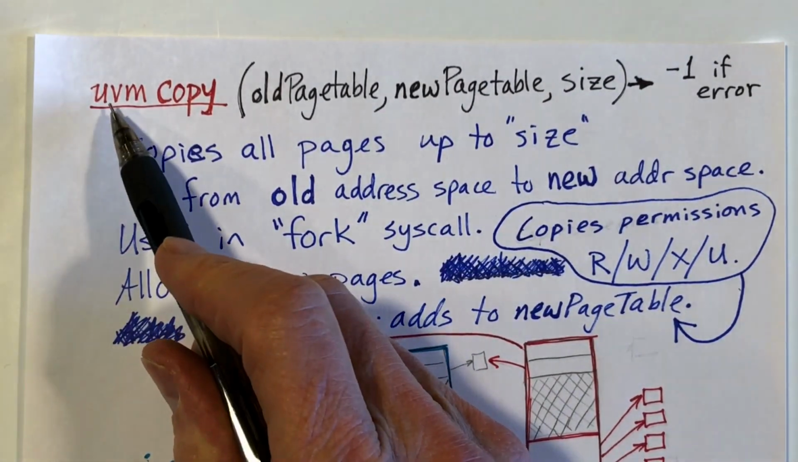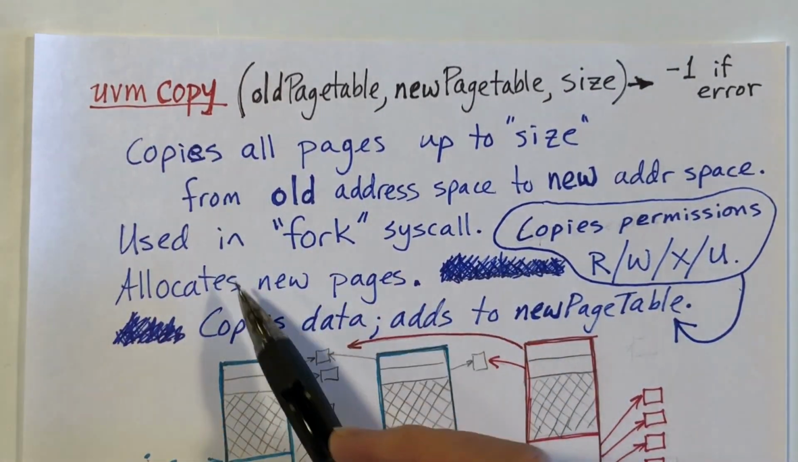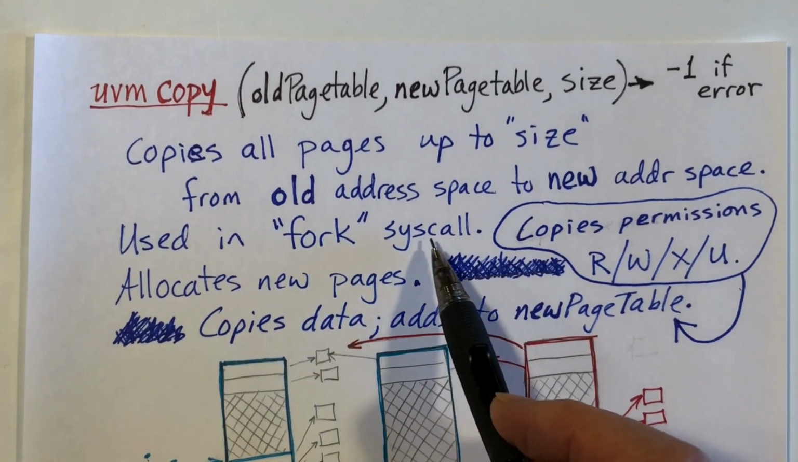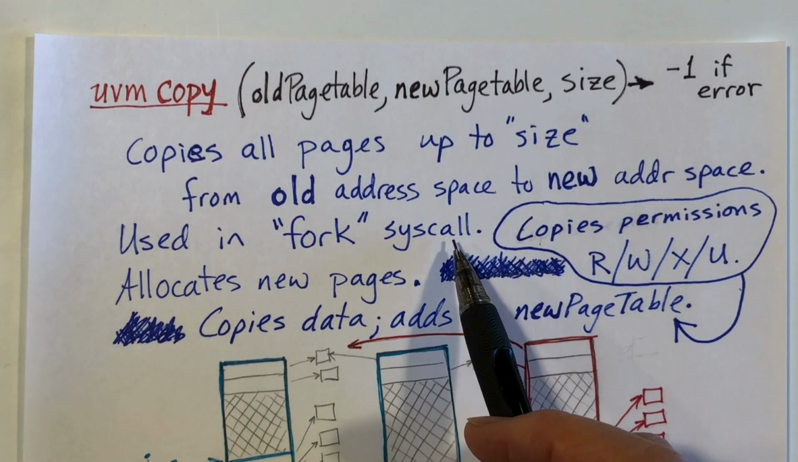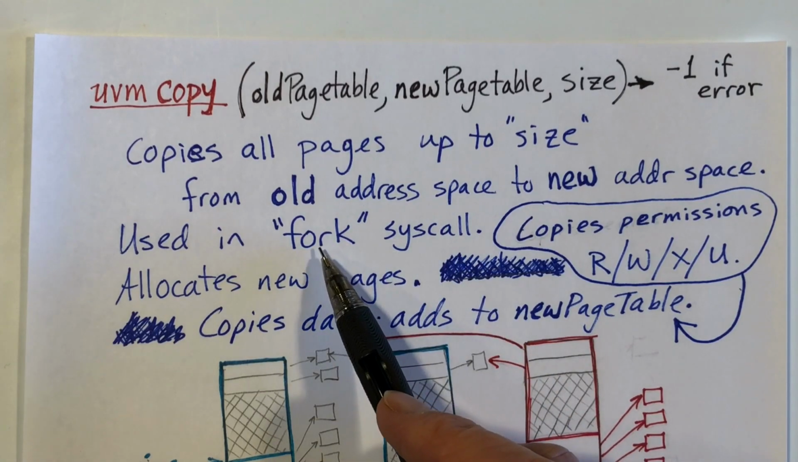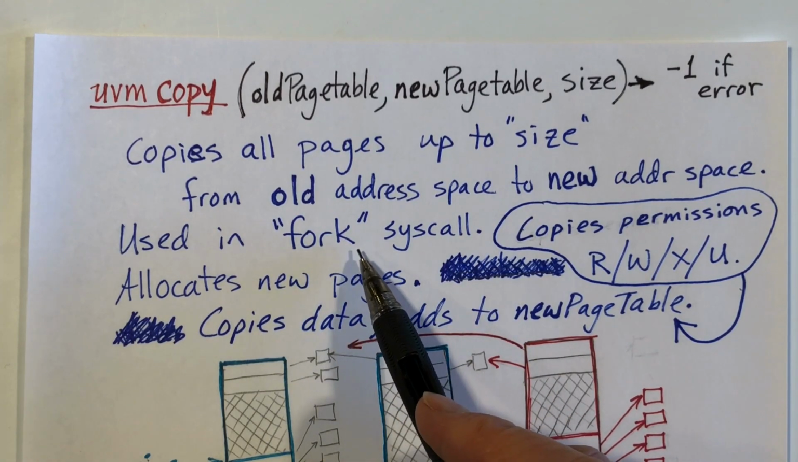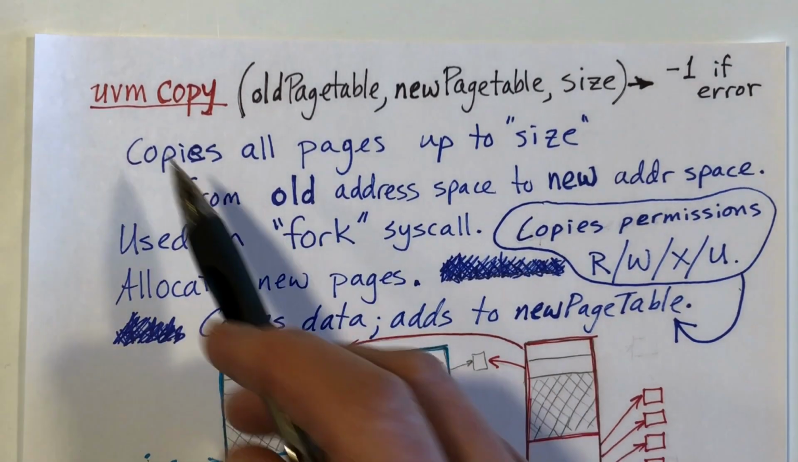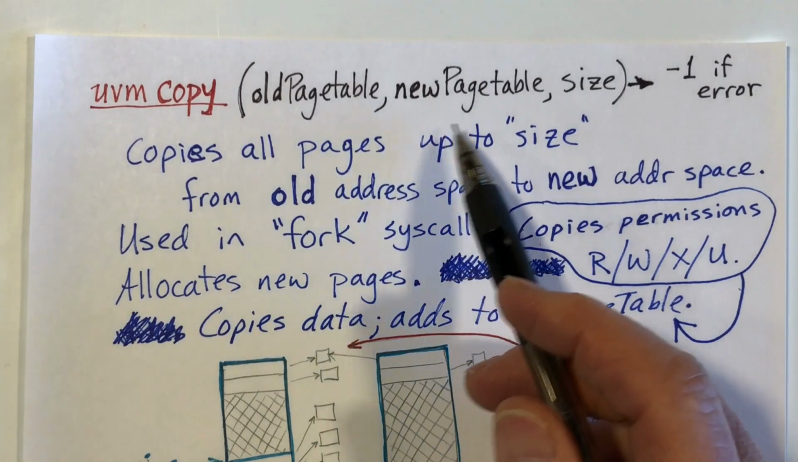The next function is uvmcopy. Remember that when we have a fork system call, we need to copy the entire virtual address space of the process that invokes the fork. And we need to create a second address space for the child process. And uvmcopy is going to take care of that for us.